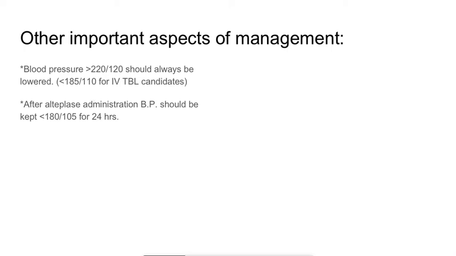Okay, and remember that once the patient receives thrombolysis, we want to keep the patient with blood pressure values below 180 over 105. And this is for the next 24 hours to reduce the risk of intracranial bleeding.